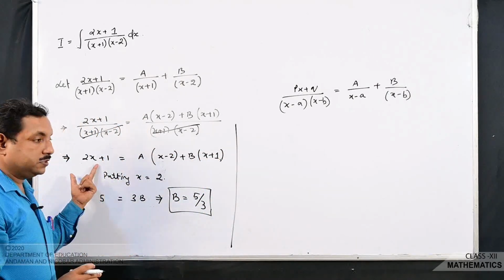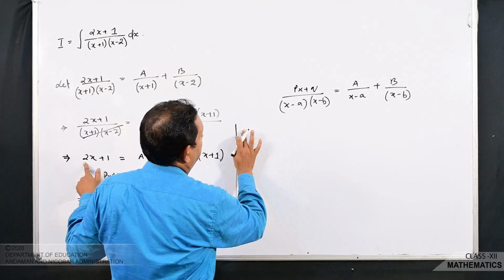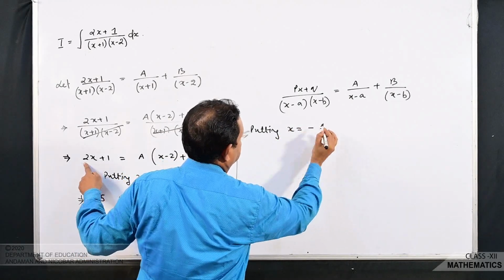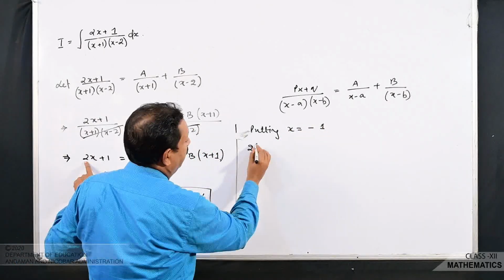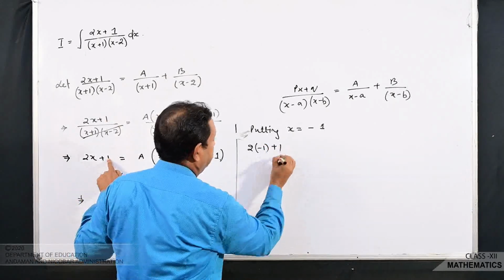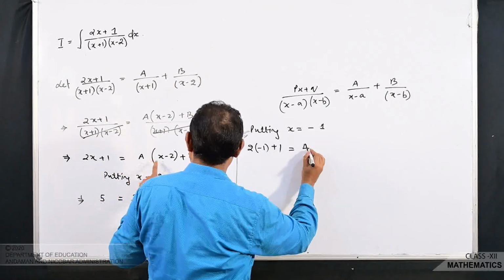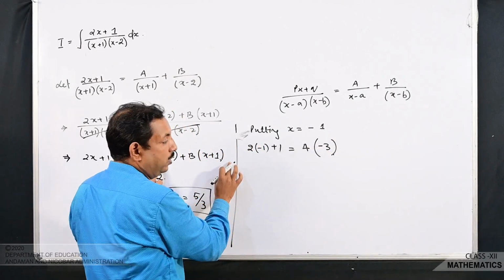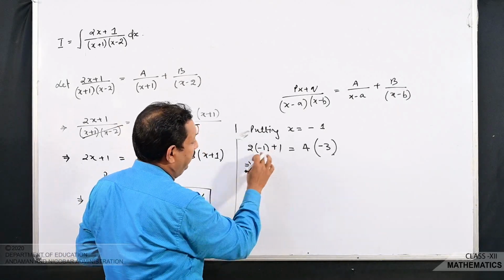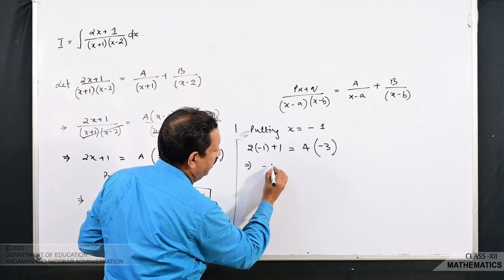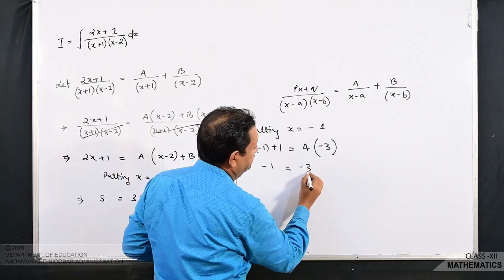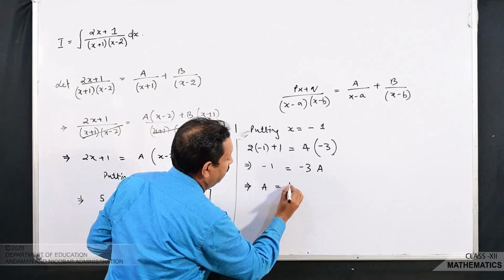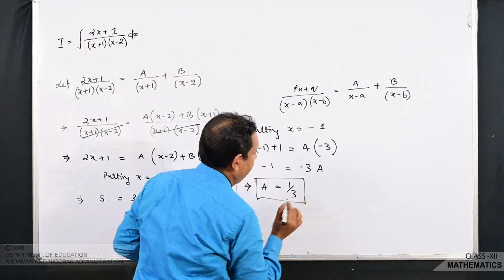So for the remaining terms, when we put x equals minus 1, you will have 2 times minus 1 plus 1, that is equal to a times (minus 1 minus 2), that is minus 3, and this other term is 0. So you will have your value of a: minus 2 plus 1, that is minus 1, equals minus 3 times a, and the minus signs cancel. So a will be 1 by 3. Very easily we calculate the values of a and b.